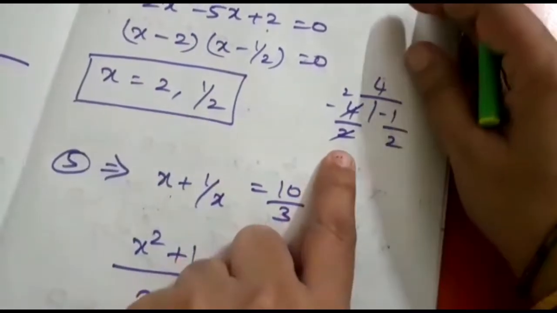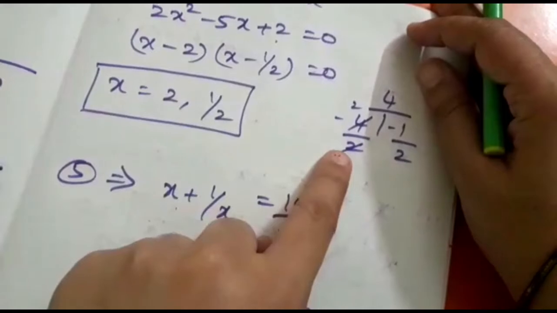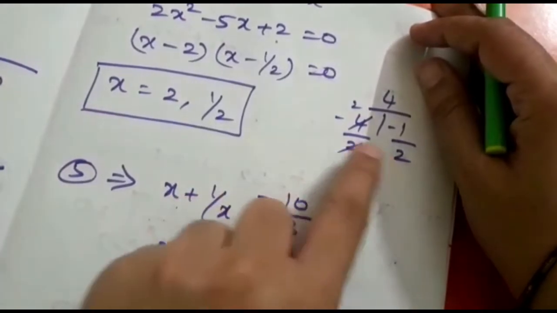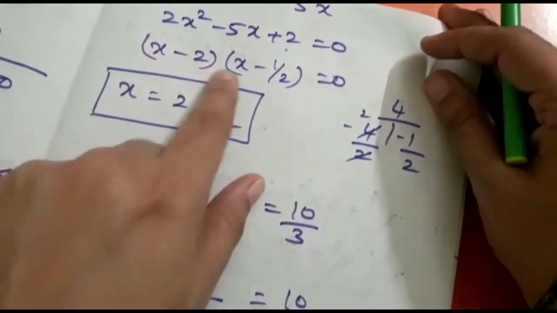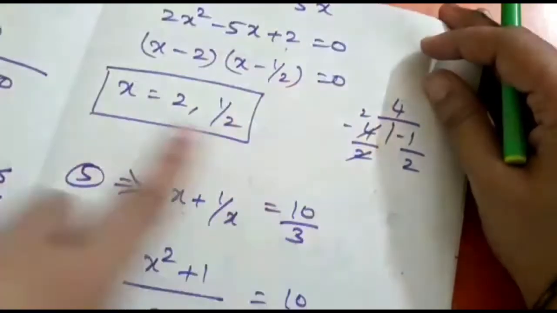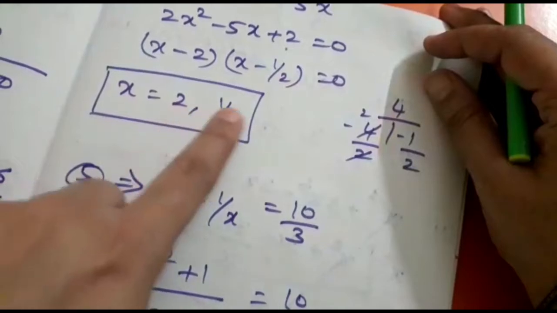Again I need to divide by the coefficient of x square, which is 2. So this will be x square minus 2x minus 1 by 2 is equal to 0. So x is equal to 2 comma 1 by 2.